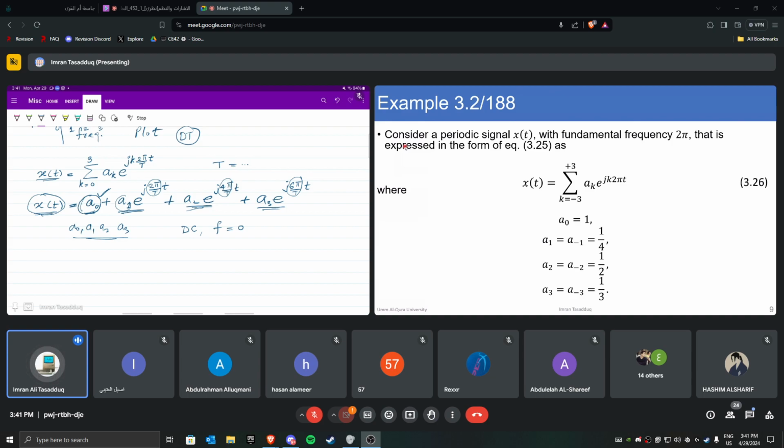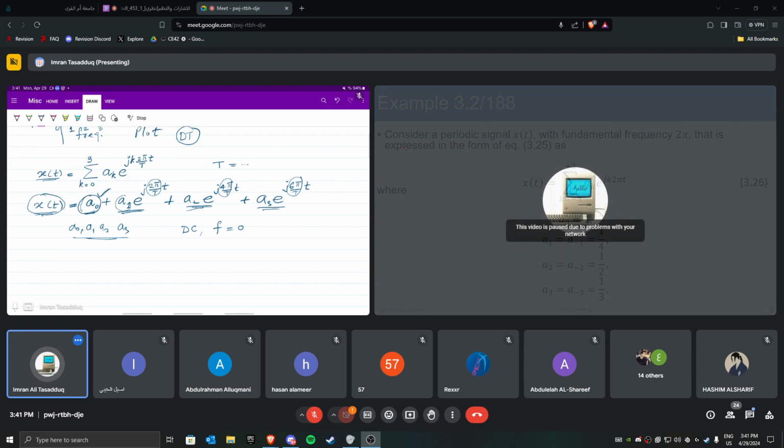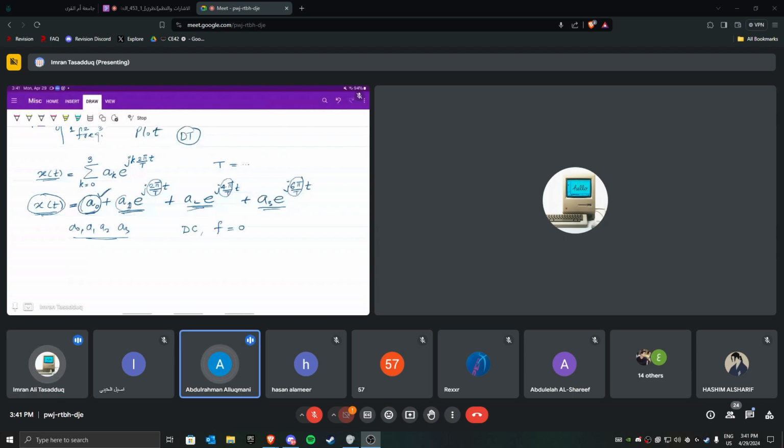Now let's take an example. Consider x of t with fundamental frequency 2 pi, that is expressed in this form. If you look here in the slide, this is the signal. So your signal is x of t.